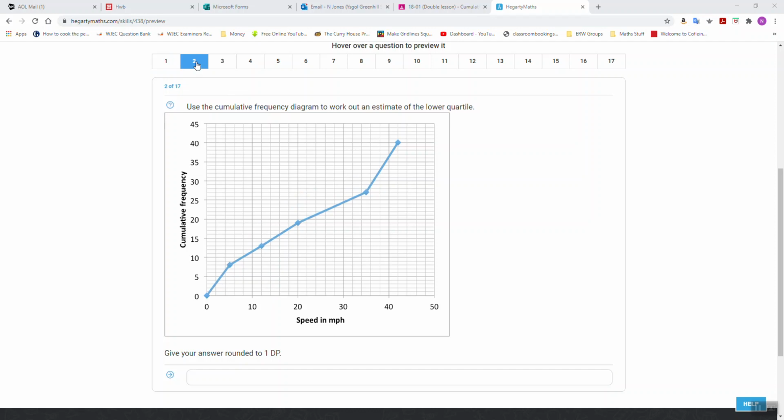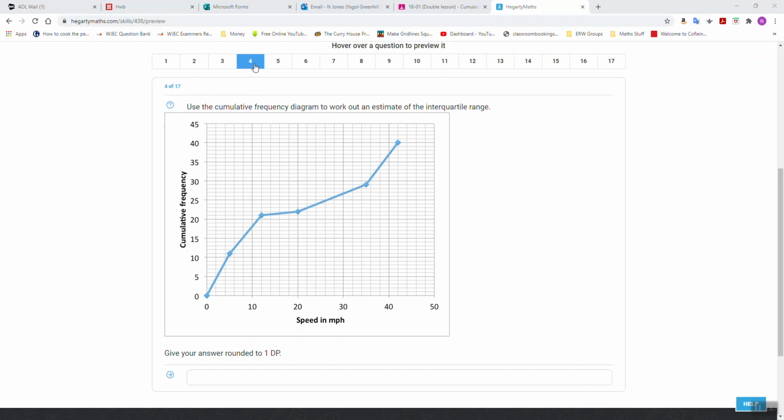The next one's the lower quartile, so that's a quarter of the data. We're again measuring out to 40, so a quarter of 40 is 10. So the lower quartile will be the 10th data value. So I read the cumulative frequency to 10 and across and down, so the lower quartile will be 8 miles per hour. Upper quartile is 3/4 of the data, so 3/4 of 40 is 30. So I'm looking for the 30th data item. I'm reading across and then down, and that one will be 39.